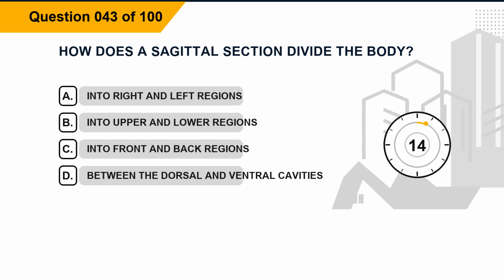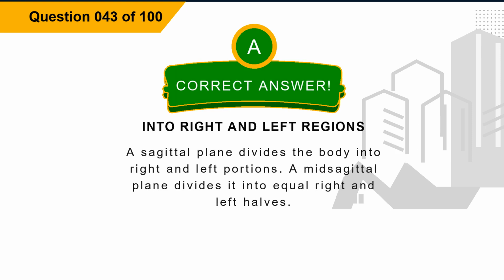Question 43. How does a sagittal section divide the body? Option A, into right and left regions. Option B, into upper and lower regions. Option C, into front and back regions. Option D, between the dorsal and ventral cavities. The correct answer is option A, into right and left regions. Explanation. A sagittal plane divides the body into right and left portions. A mid-sagittal plane divides it into equal right and left halves.